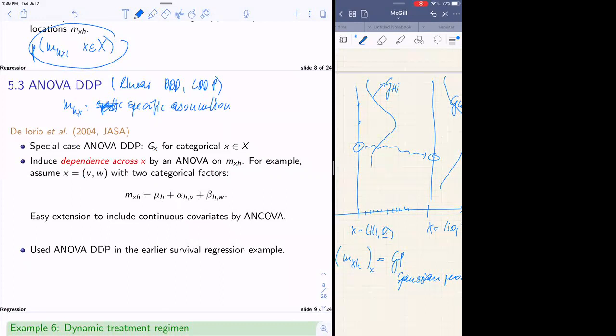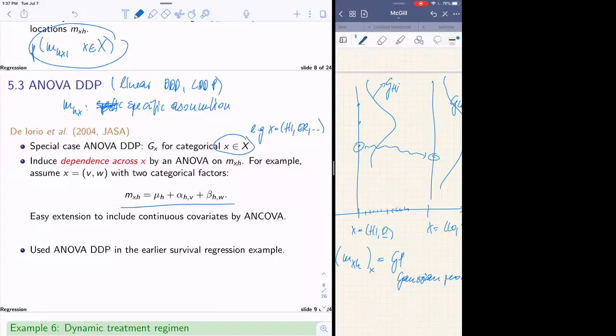It's a DDP prior for when the X is just a categorical X, like it was almost in our motivating example. So for example, this could be X equal indicator for high dose, indicator for ER positive, etc. So it could just be categorical covariates. If it's just categorical covariates, what's your favorite probability model to induce dependence across categorical covariates? How about just vanilla ANOVA?